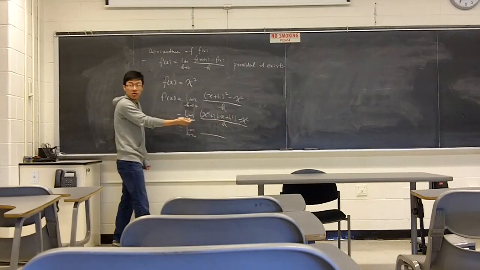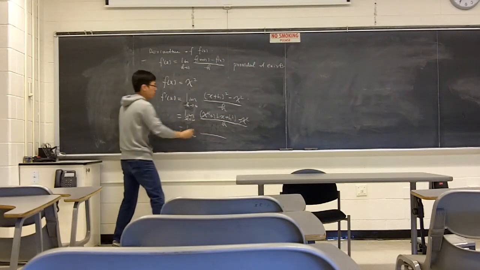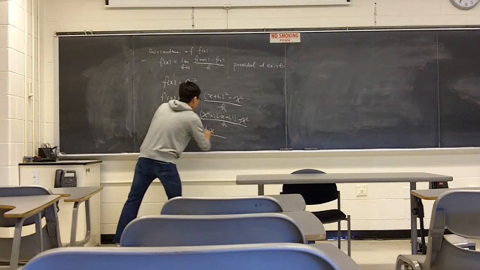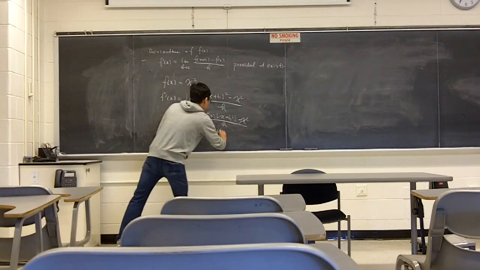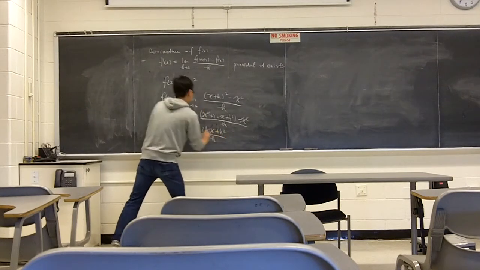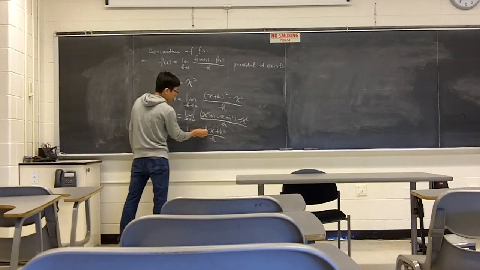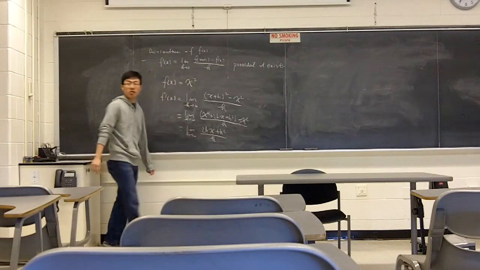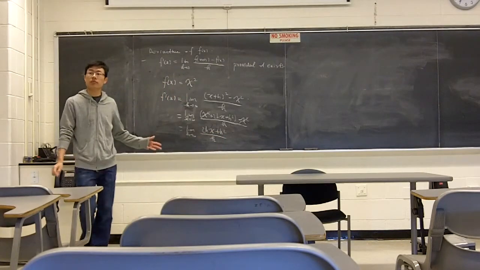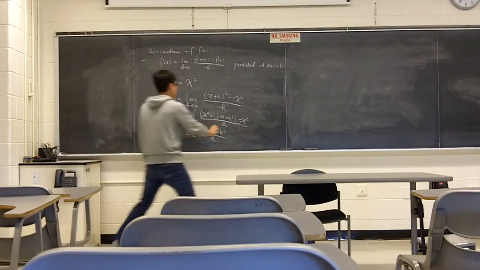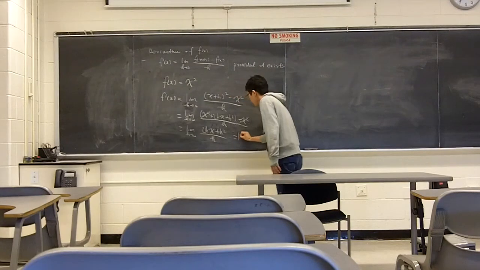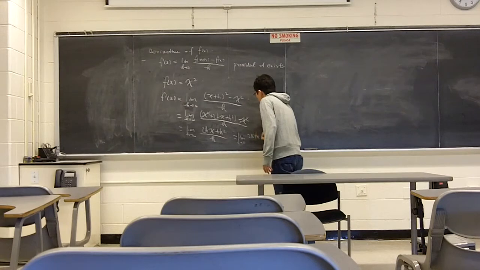So what's the numerator? It would be 2xh plus h squared, over h, right? Divided by h. So now we can cancel h, right? There's a common factor. So I cancel it. We can get 2x plus h.